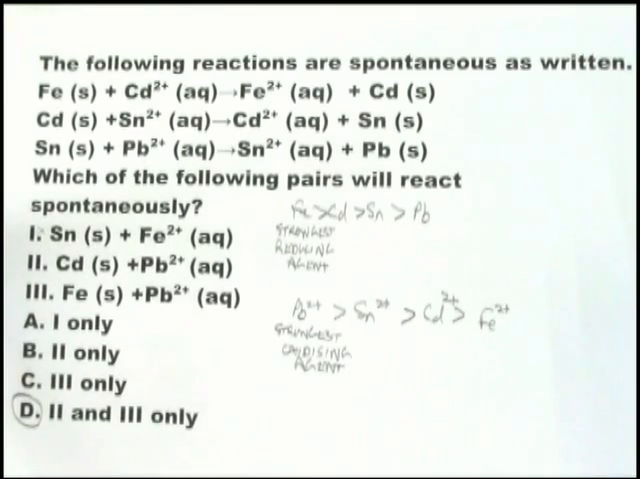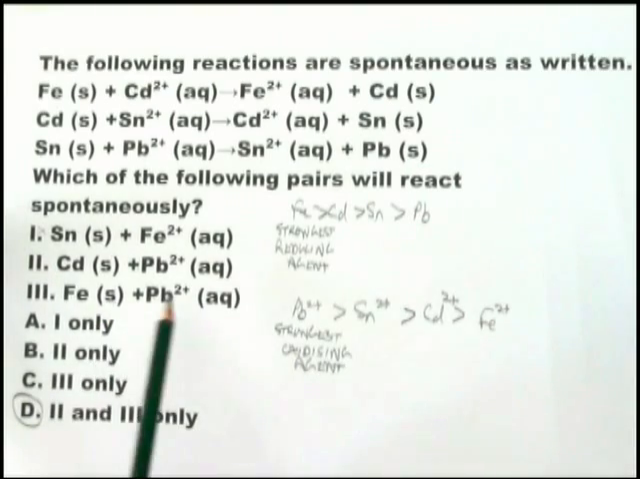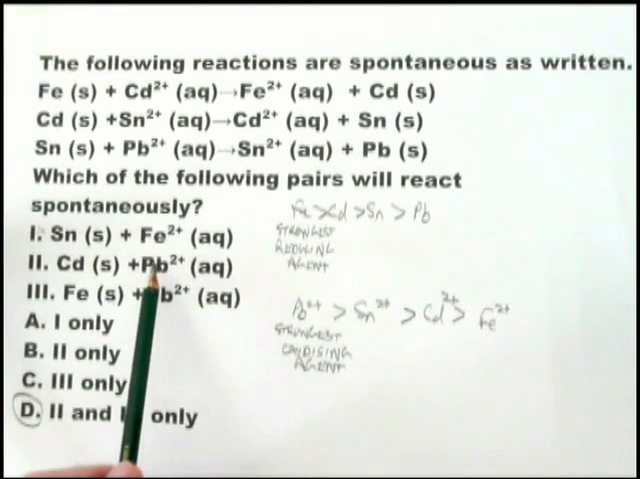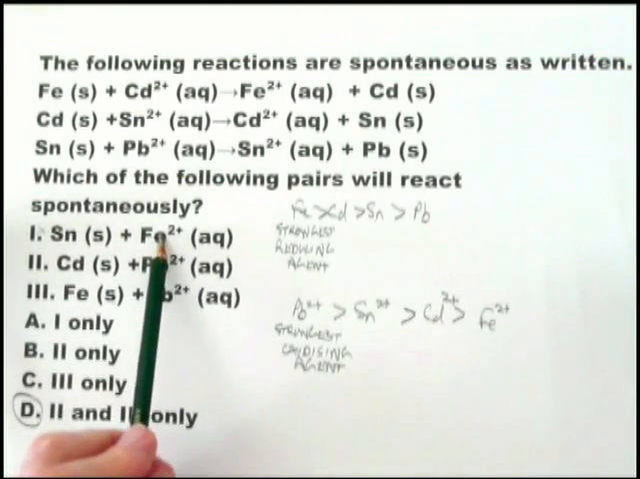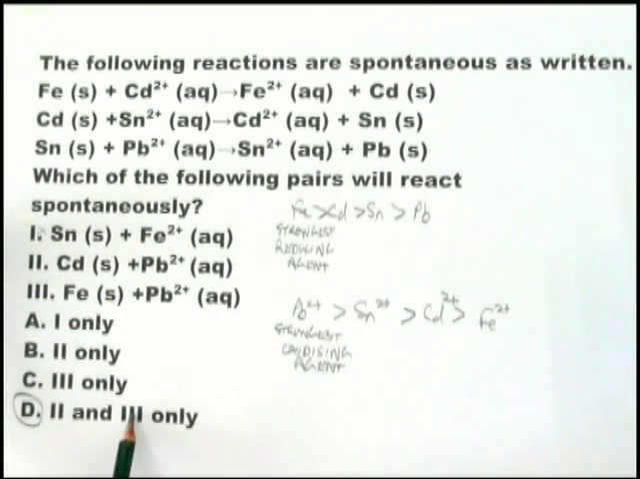And you will see that because Pb2+ is the strongest, this one is spontaneous. Fe2+ is the weakest, this one is not spontaneous. We come to the same answer, that D is the correct one.